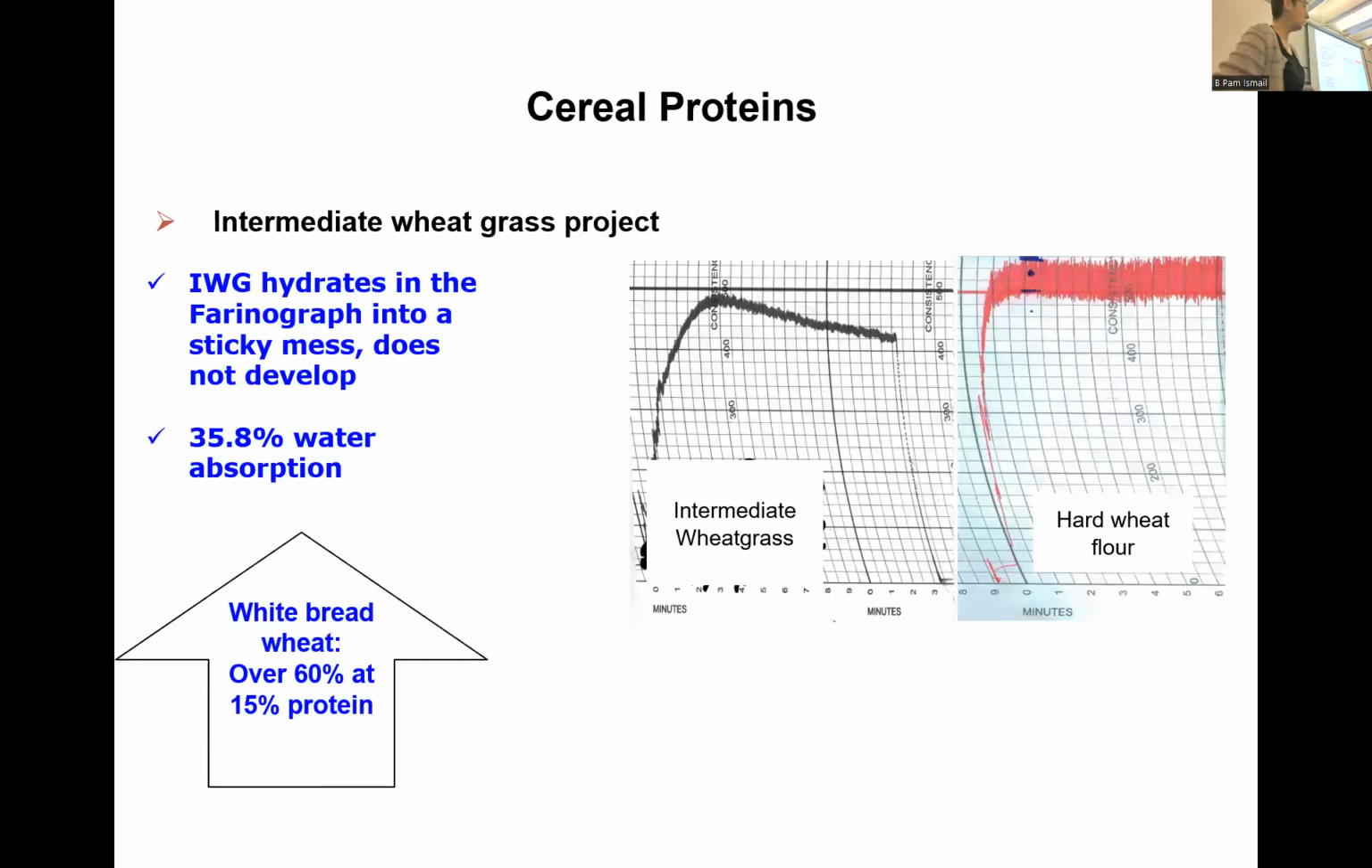And then when we did the graph, this is the intermediate wheatgrass. It reaches the 500 unit very quickly, but then the dough collapses also very quickly. Whereas the wheat reaches it and stays strong for a longer period of time. So it's basically a sticky mess in the farinograph and requires more water to form.